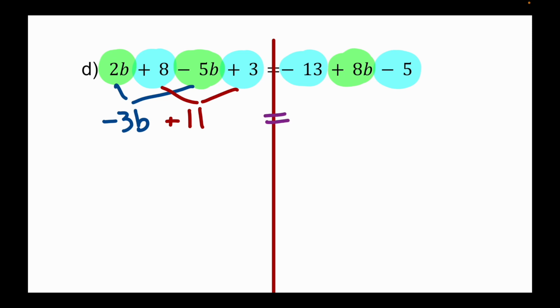This is going to be equal to, and on the other side, we're going to do the same thing. The green parts, well, it's just going to be 8B, so there's only one. But the blue pieces are going to combine and make -18.